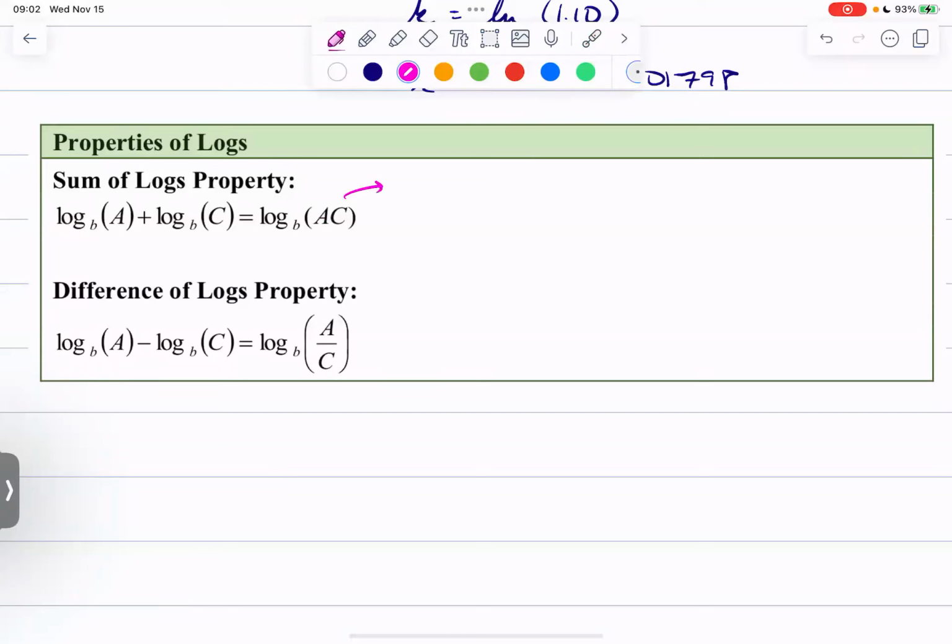So here, multiplication inside the log turns into, can go the other way too, but turns into addition of the logs.